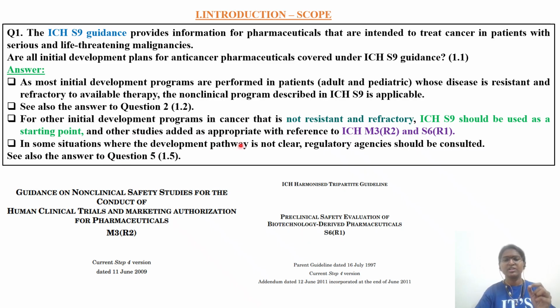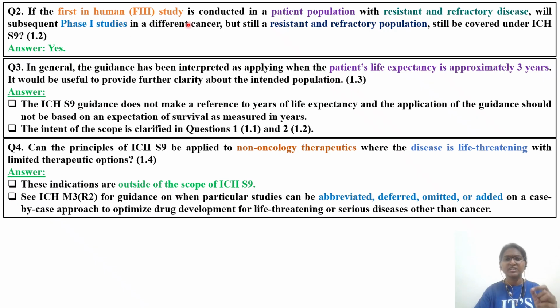In some situations where the development pathway is not clear, the regulatory agency should be consulted. So there will be pre-IND, IND meetings, NDA meetings, type A and type B meetings. You can approach them and ask them whether you need to do a 6 month study, 9 month study or 1 month toxicology study, or whether you need any additional cytotoxic test or immunotoxicity test. So like this you can write mails to these regulatory agencies and they will also suggest to you.